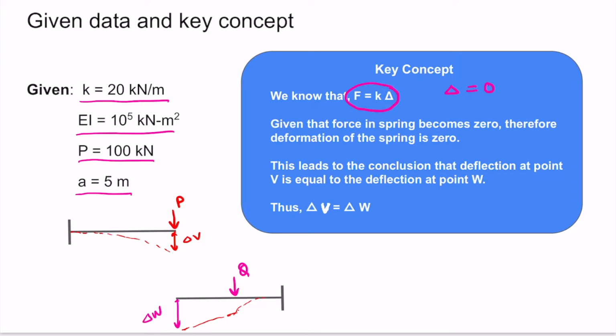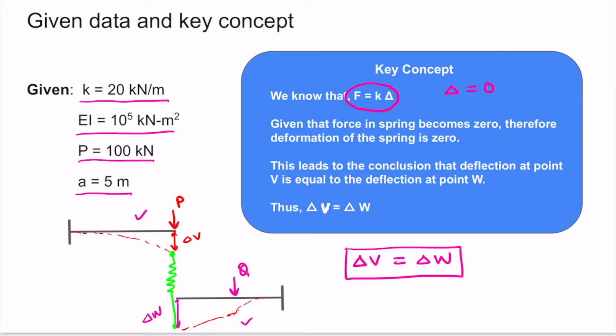Let's draw a spring also. These two beams are connected with a spring. So in what case can this spring remain undeformed? The only possible case is when this delta V, that is the deflection of the first beam, should be equal to delta W, that is the deformation of the second beam at point W. If delta V is equal to delta W, this implies that this spring will remain undeformed.